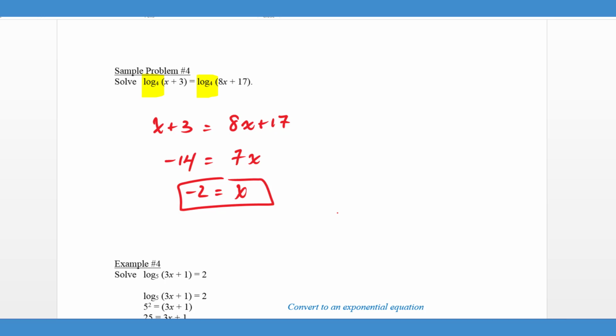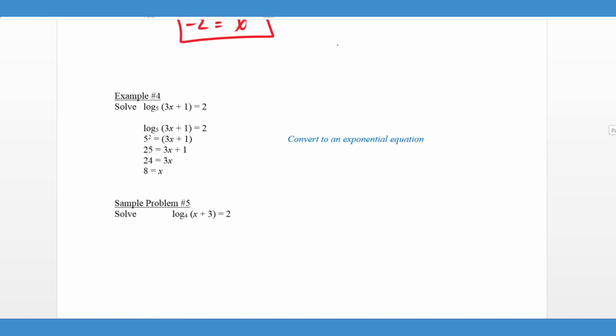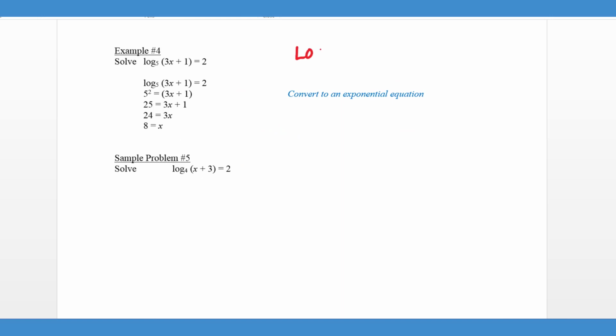All right, let's take a look at the next example. In the next example, we have a log on one side equal to a number on the other side. And so this is going to go back to rewriting logs as exponents. And if you recall, we use this little circular technique in the past to help us rewrite things. Once you get it in exponential form, again, it's a simple algebraic equation for you to solve. And so we'll take a look at sample problem number 5.